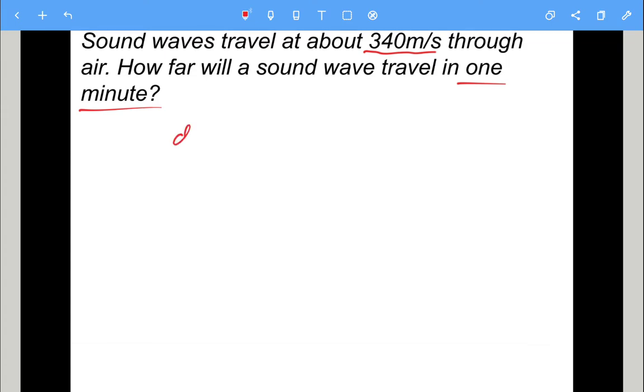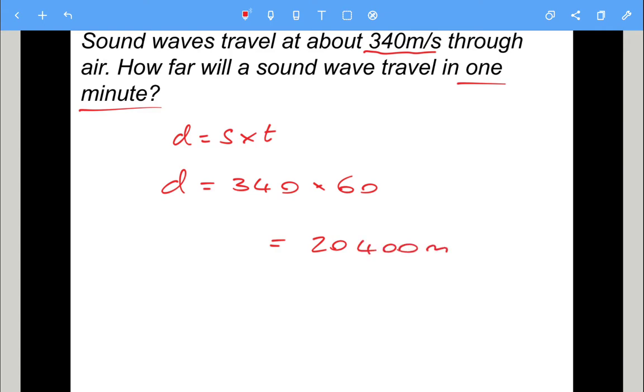So we need to do distance equals speed times time. So the distance is what we're looking for, equals the speed, which is simply 340, multiplied by 1 minute. Now if you multiply by 1 minute, you're going to get this wrong. So what we need to do is to convert the 1 minute into seconds, and there are 60 seconds in 1 minute. And then it's simply 340 multiplied by 60, which will give you 20,400 meters. Or 20.4 kilometers.